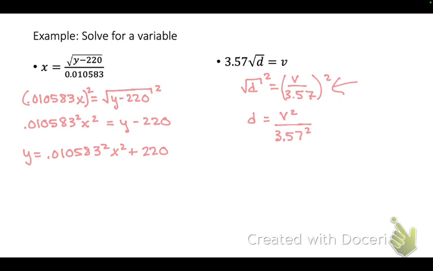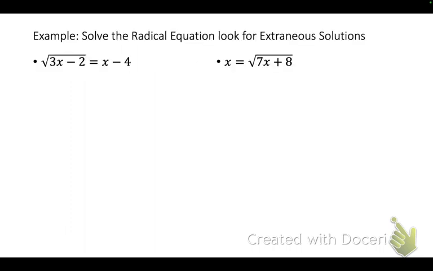So I think I have two more. Okay, this one says looking for extraneous solutions. You guys remember what extraneous was? Something that won't work. It's not in the domain.